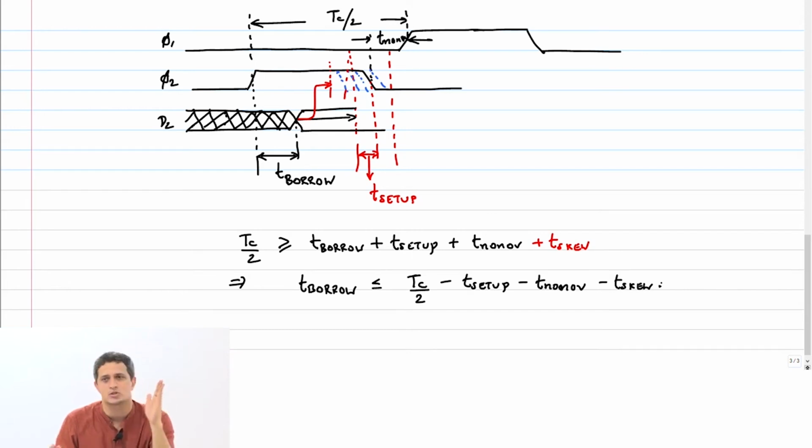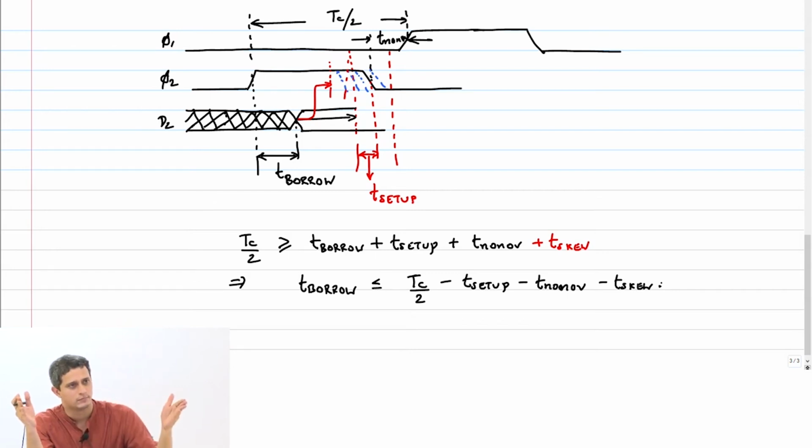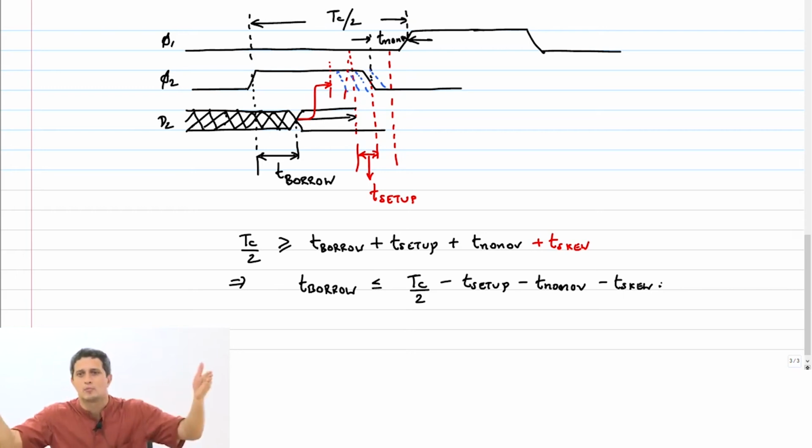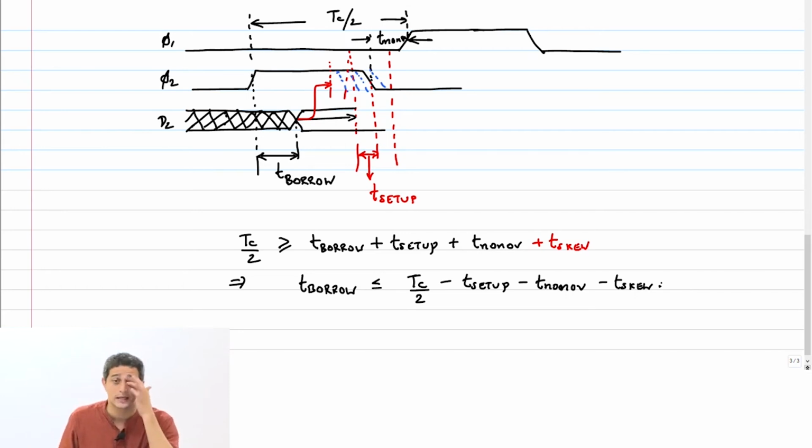Makes sense, right? Suppose the T non-overlap was 0, then I would get more time to evaluate my thing. If phi 2 had more on time, I actually have more time to borrow. So T non-overlap should eat into the amount of time that you can borrow. That's the interesting part where you say that non-overlapping clocks are good, but how much non-overlapping? Well, if you make it too non-overlapping, then you're eating into the amount of time that you can borrow, and thereby you're going to worsen your clock frequency.